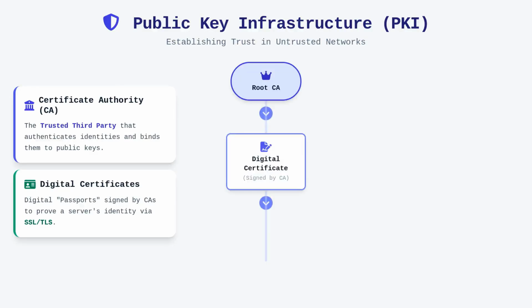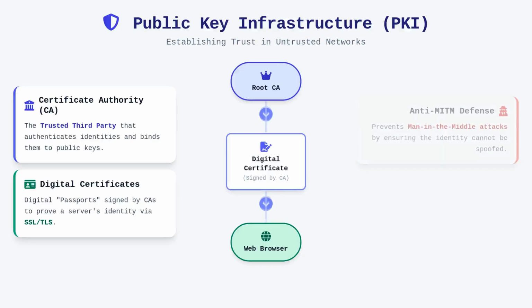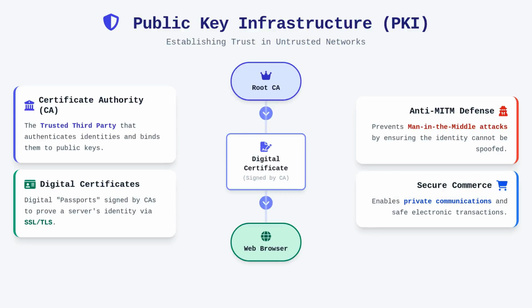The browser maintains a store of root certificates from known, trusted CAs, allowing it to verify the chain of trust from the website all the way back to a root that the operating system inherently trusts. This PKI mechanism is exactly what prevents man-in-the-middle attacks, where an imposter might otherwise attempt to intercept your connection. By providing a standardized structure for identity verification, PKI allows for secure electronic commerce and private communications.